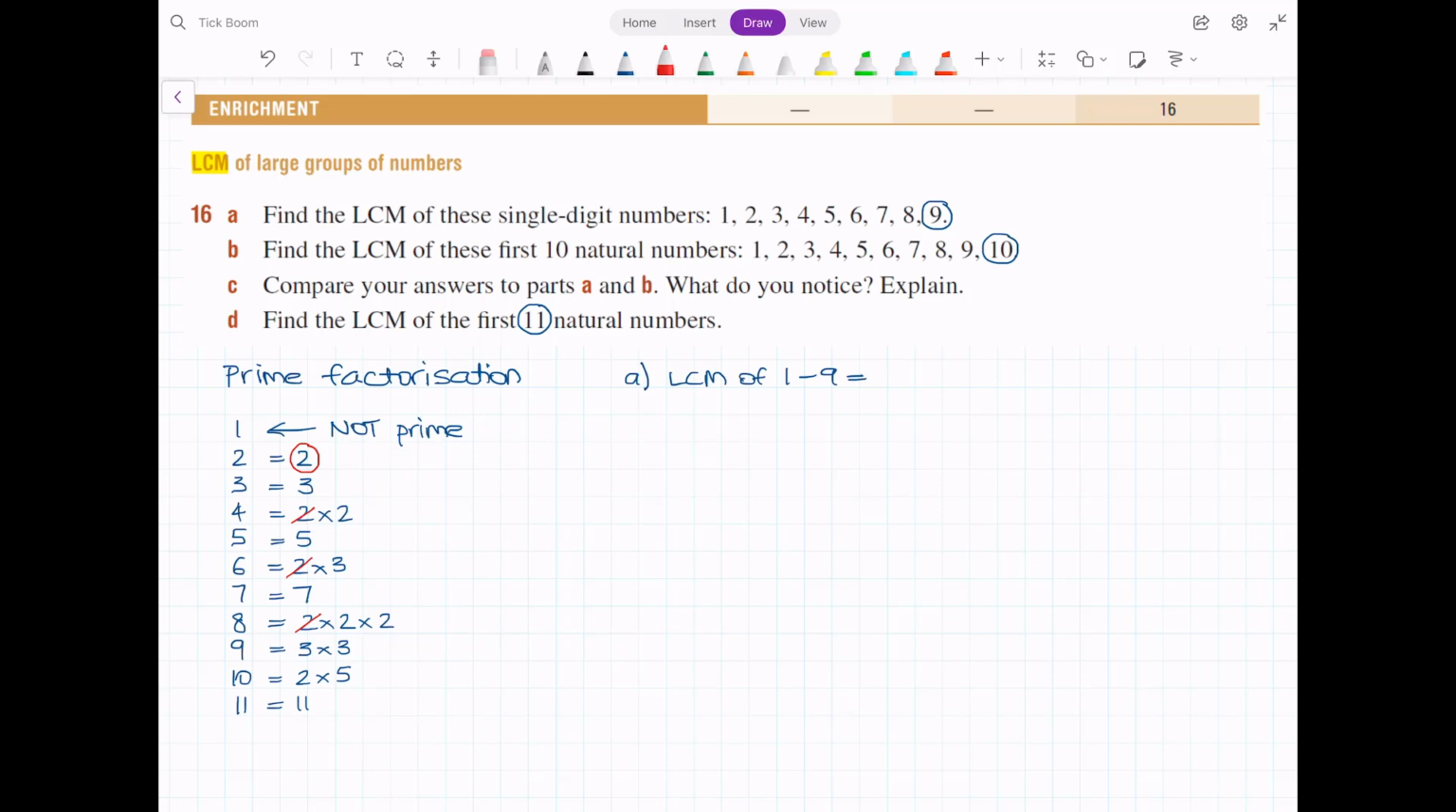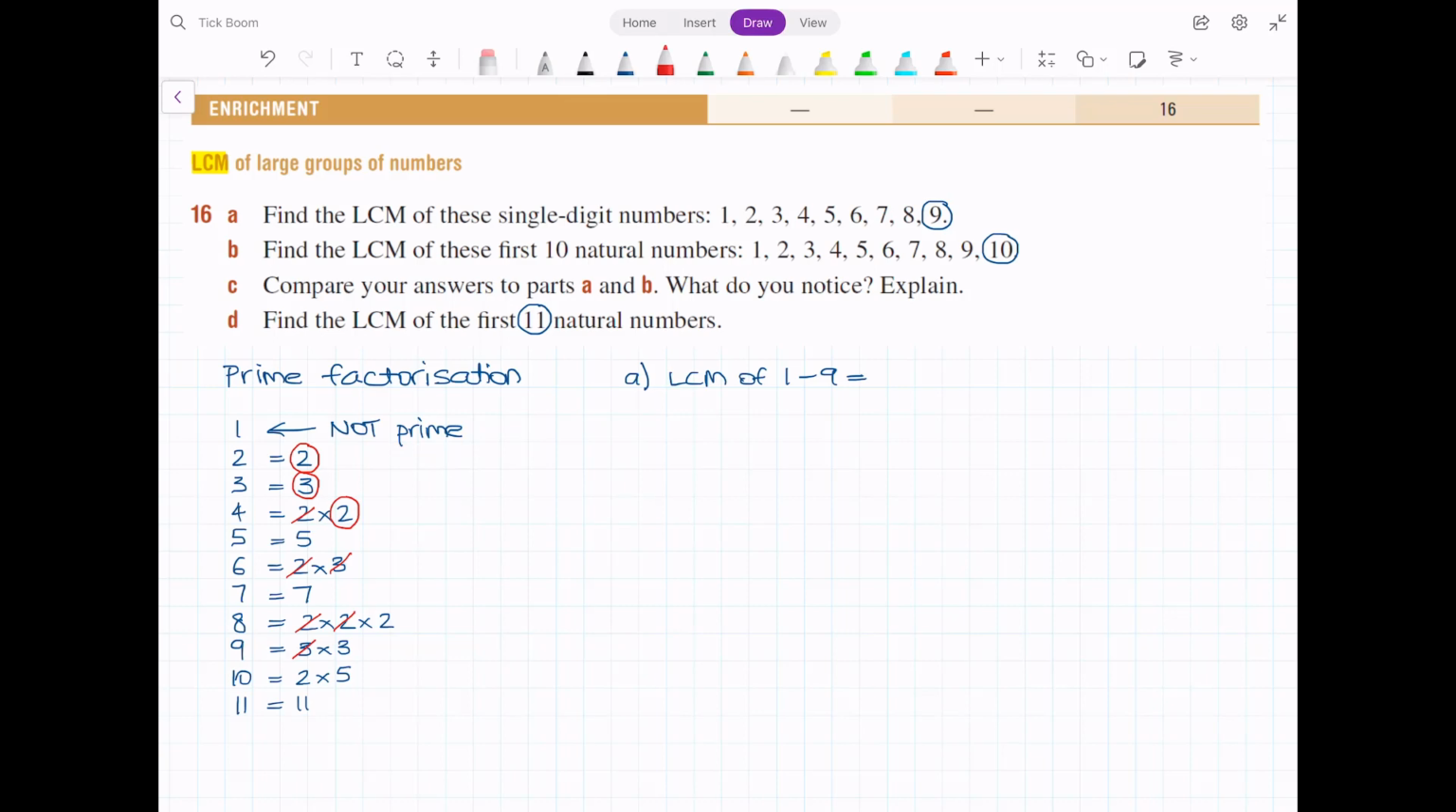Then we've got 3 appearing for the first time, and it appears again in the factorization of 6, so we'll cross that out, and also in 9, so we'll cross out the first 3 occurring in 9. Then for the number 4, we've got our second 2 that appears, so we'll circle that. It's the first time 2 appears for the second time, and that also happens in 8, so we'll cross out the second 2 in 8.